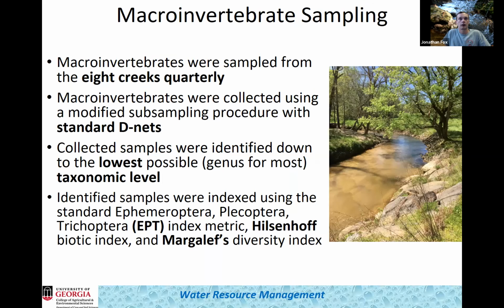Our macroinvertebrate samples, we did 8 creeks quarterly. And we used these modified sampling procedures from other papers, but we collected them using standard D-nets. After they were collected, they were identified to the lowest possible taxonomic level and then preserved so that they could later be put into the metrics. And I used 3 different metrics for this experiment. I used the Ephemeroptera, Plecoptera, Trichoptera metric, mayflies, stoneflies, caddisflies, very standard, Hilsenhoff's biotic metric, and Margalef's diversity index.